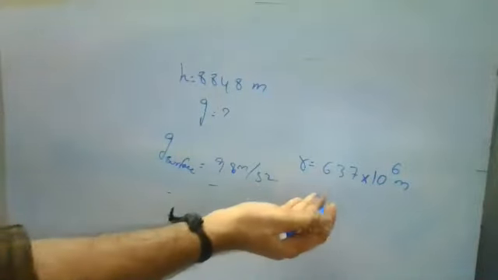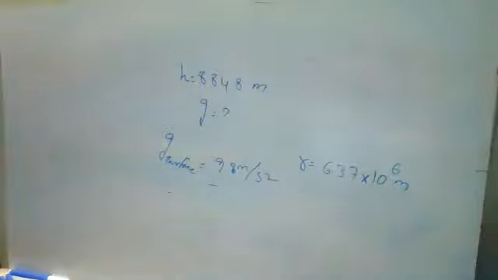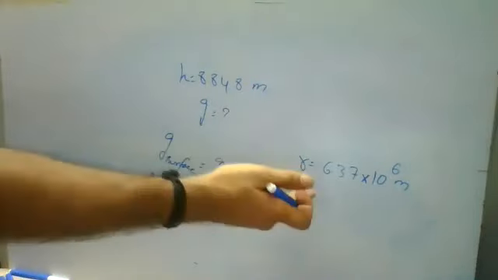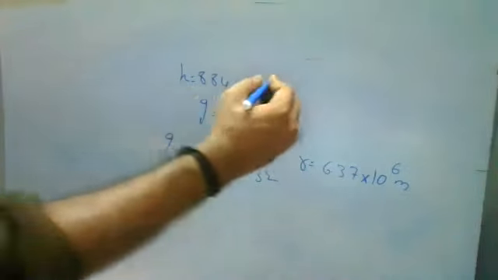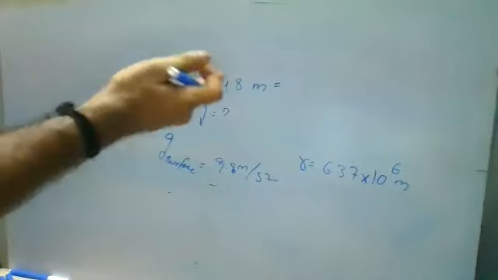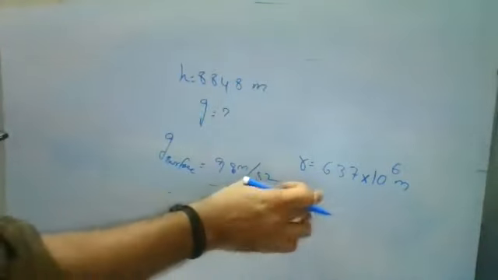So h is 8848 meters. Radius is 6.37 into 10 power 6 meters. Radius is much greater compared to the height h. Remember, radius is in the 10 power 6 terms range. If you convert this into kilometers also, it is 8.8 kilometers. Okay, so the height was much lesser compared to the radius.